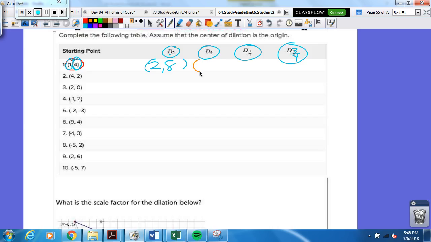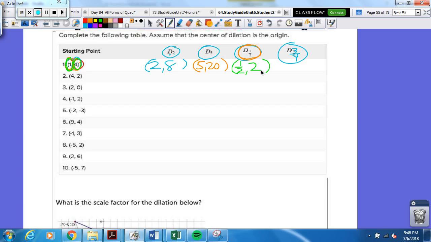Next, dilation by 5. I'll multiply 1 by 5, and that's 5, and then 4 by 5, which is 20. Got it. Now I'm going to cut them in half. So 1 cut in half is just 1/2, and 4 times 1/2 is cut in half, which is 2. Got it.